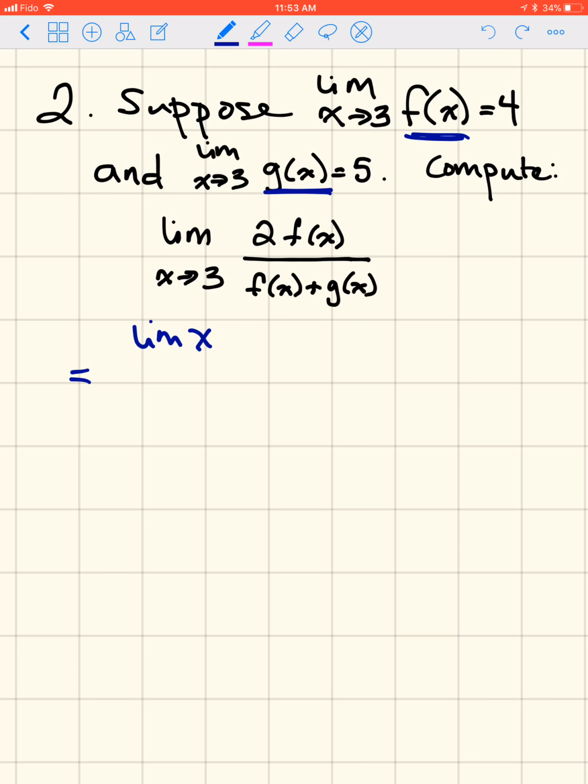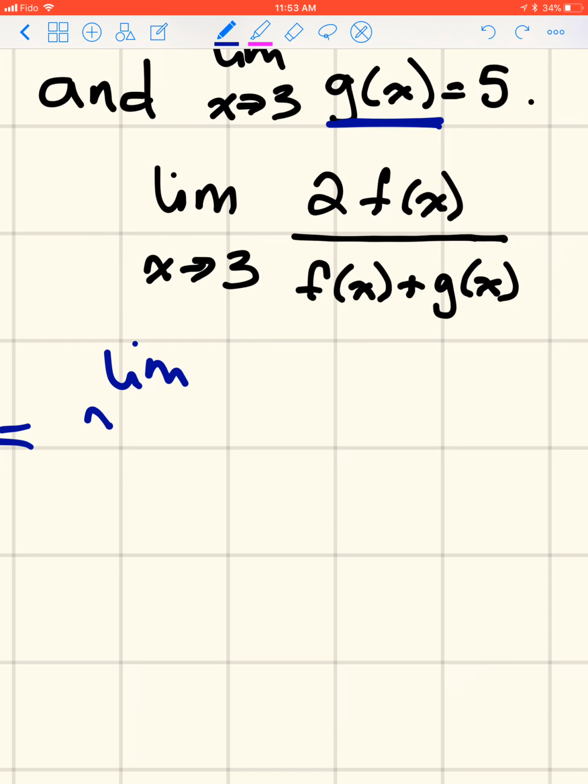You might see the x going to 3 as a subscript on the limit, but we normally only do that when we're writing a limit in line in text. When you're handwriting, we generally always put it underneath the limit like that.